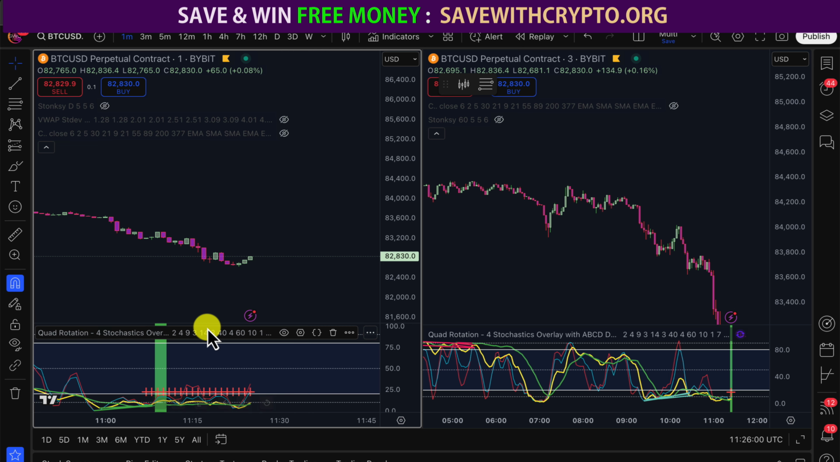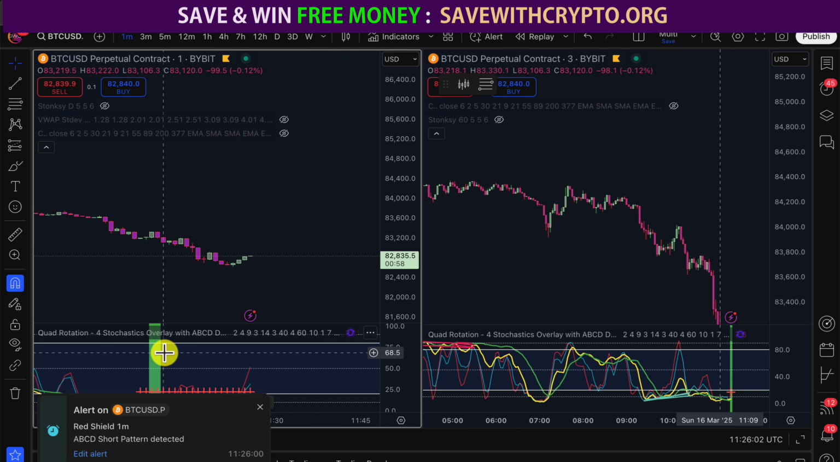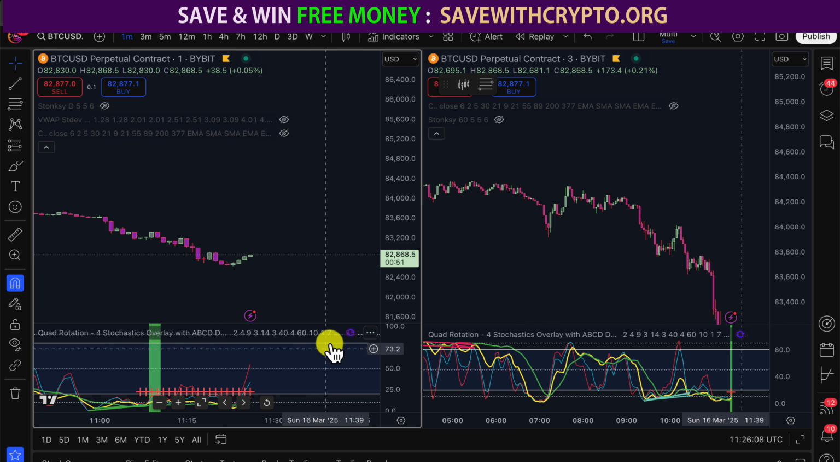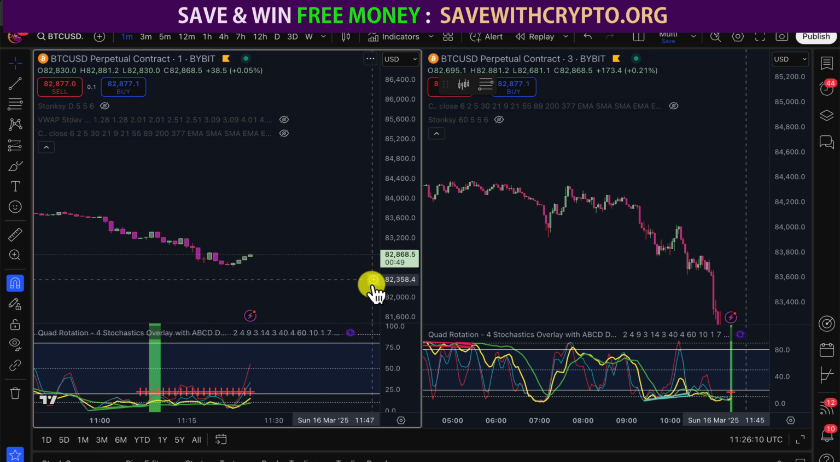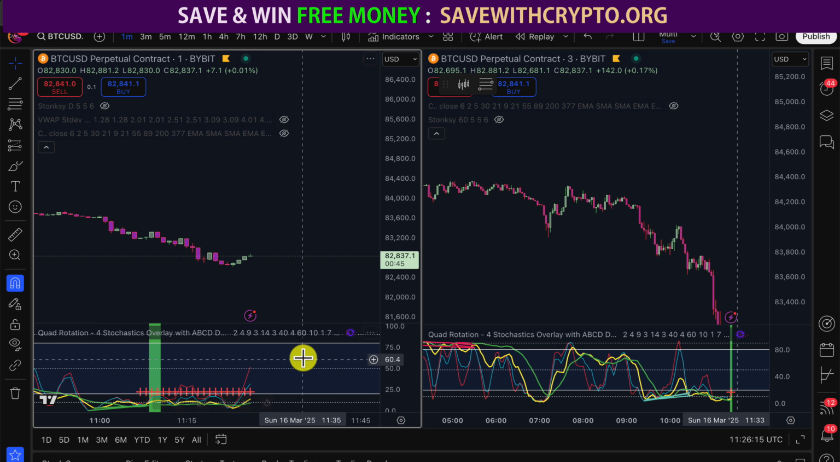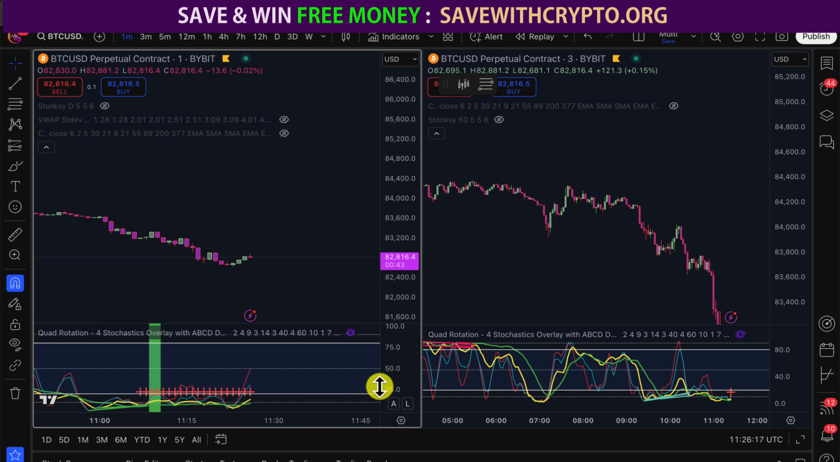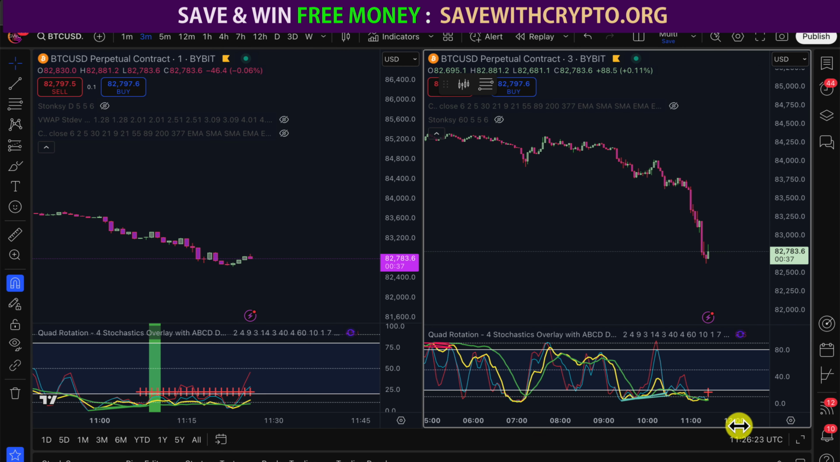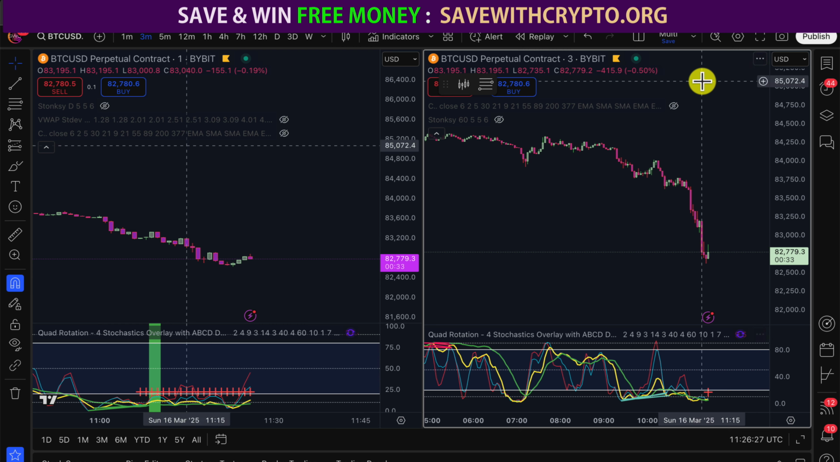Now, the way this works is when you get this green background here, it's pretty much ready to go. But these red crosses act like shields to say, don't go just yet. Hang fire a little bit. So they're still appearing there, so I wouldn't go long just yet. On the 3 minute, I've also got one of these red crosses appear there. So yet again, that's saying just hang fire a minute.